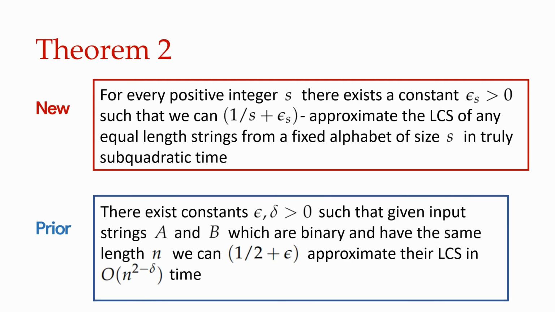For the rest of this talk, we'll hint at some of the ideas behind the proof of our second result. To remind us, this result states that for every positive integer s, we can compute a better than 1 over s approximation for the LCS of two equal length strings from alphabets of size s in truly subquadratic time. Rubinstein and Song already proved this sort of result for binary alphabets, and our improvement is to extend it for strings coming from potentially larger alphabets. So we'll first sketch some of the ideas used by Rubinstein and Song in the binary case, and then we'll briefly mention the additional insights that allow us to break the 1 over s barrier for all alphabets of size s.